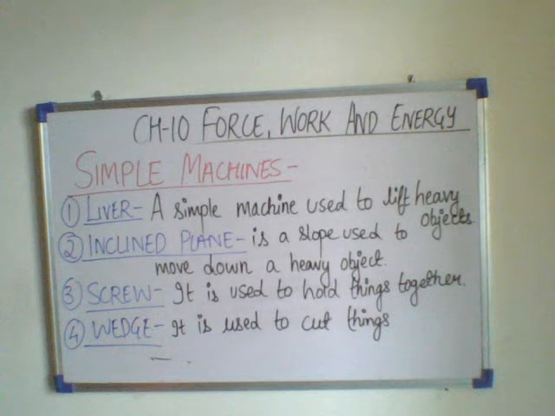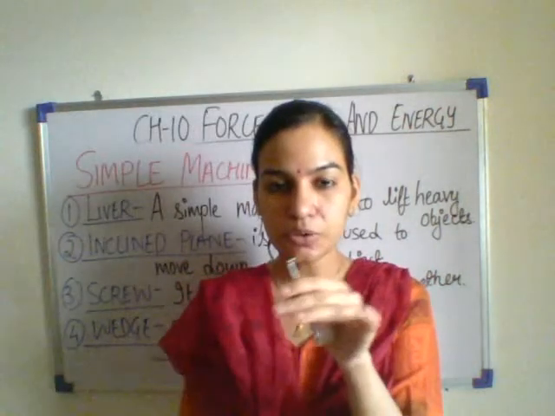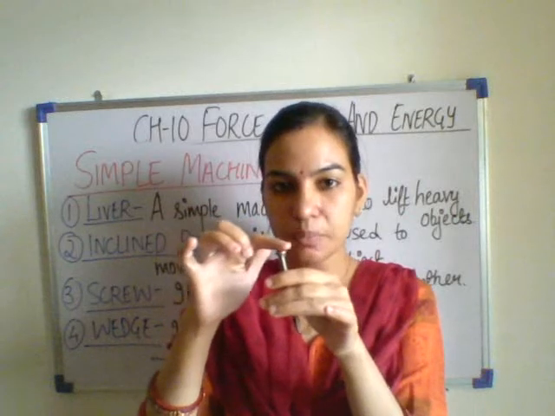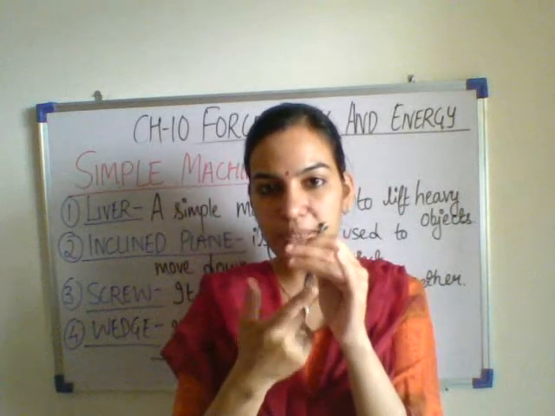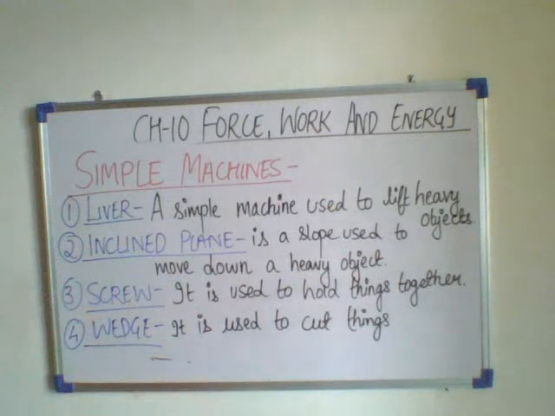It is an inclined plane wrapped around a cylinder. A screw has a broad head and a pointed tip. It is used to hold different things. This is a screw. You can see its top is broad and the tip is pointed. So it is an example of a screw. The nail looks like a screw itself.